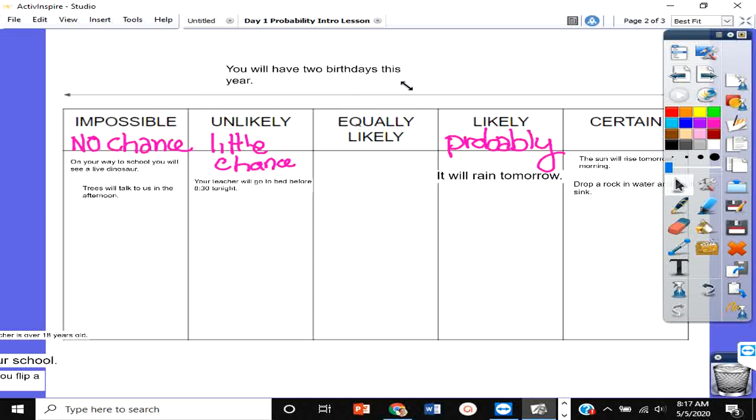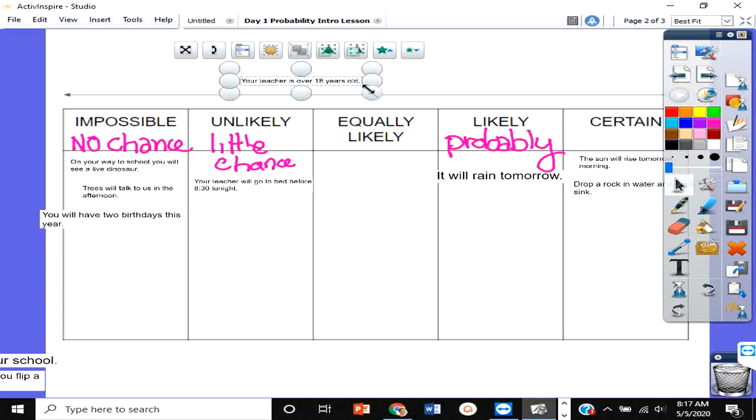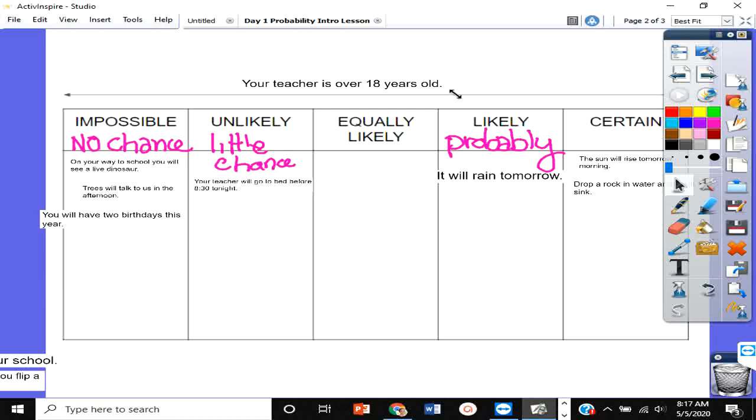See if you can figure out where this statement should go. You will have 2 birthdays this year. Well, if you put this statement under impossible, you are absolutely correct because every single person only has 1 birthday every year. Where would you put this statement? Your teacher is over 18 years old. I would put this statement over in certain, because every teacher that I have ever met is over 18 because they usually graduate high school at 17 or 18 and have 4 years of college to do.